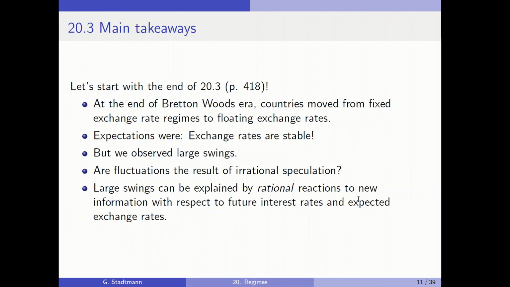It's a good idea to go back to slide number 11 and once more point out why we need the UIP condition and what we are going to show with it. The last bullet here says large swings can be explained by rational reactions to new information with respect to future interest rates and expected exchange rates. This is the reason why we derived the UIP condition. Now we are going to modify it several times, and then we are able to prove this last bullet on slide number 11.